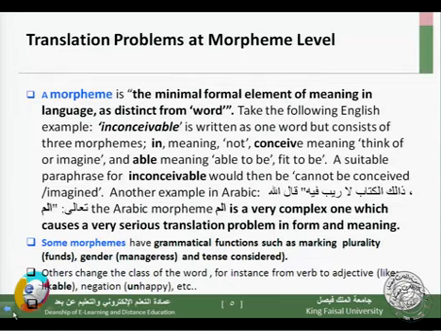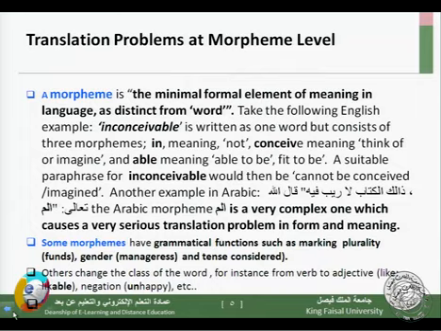Now, translation problems at morpheme level. What is a morpheme? A morpheme is the minimal formal element. It means really the smallest element of meaning in language. But it is distinct from a word. It is not a word, it is a morpheme.